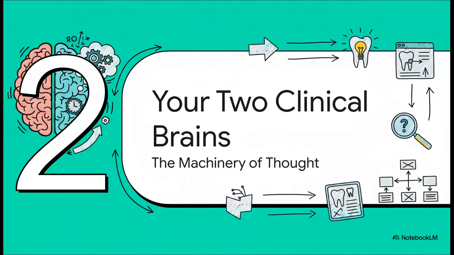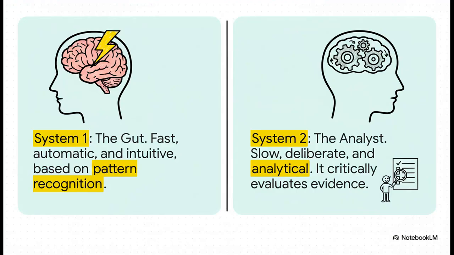So, how in the world do you solve these kinds of puzzles? Well, it all comes down to understanding the two very different ways your brain goes about making a decision. Think of it like you have two different systems running in your head. System one is your autopilot. It's that fast, intuitive gut feeling. It's what happens when you look at an X-ray and instantly recognize a pattern you've seen 100 times.